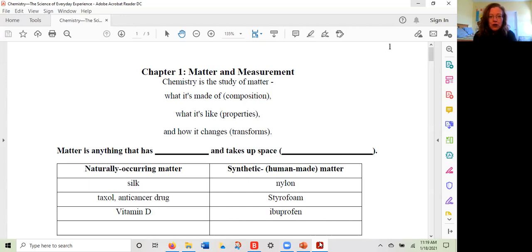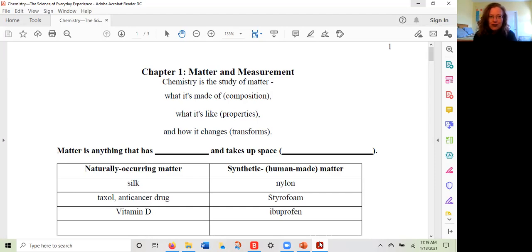chapter 1. We're going to start with just the idea of matter, and then we'll move on in the second video into measurement and the numbers, calculations that we need to do with those measurements.